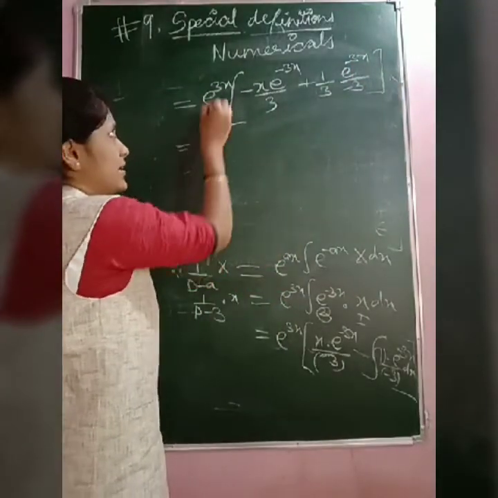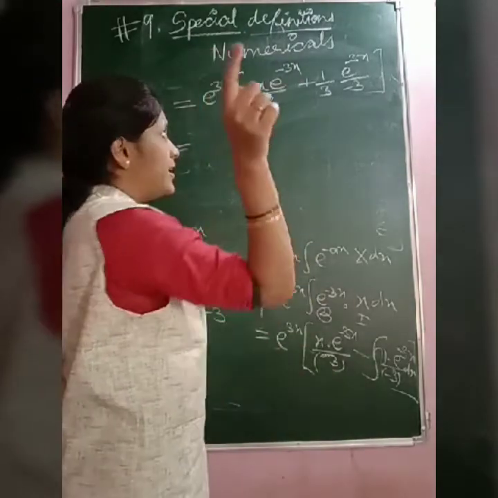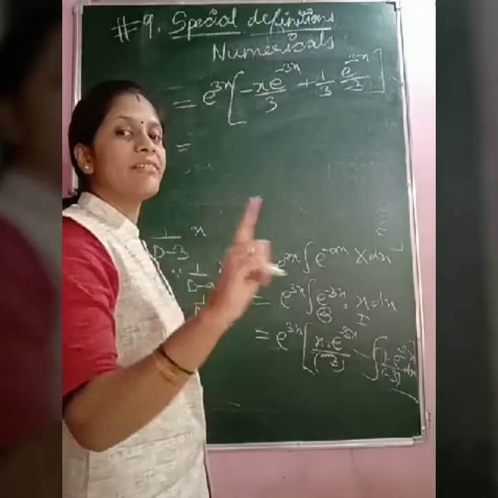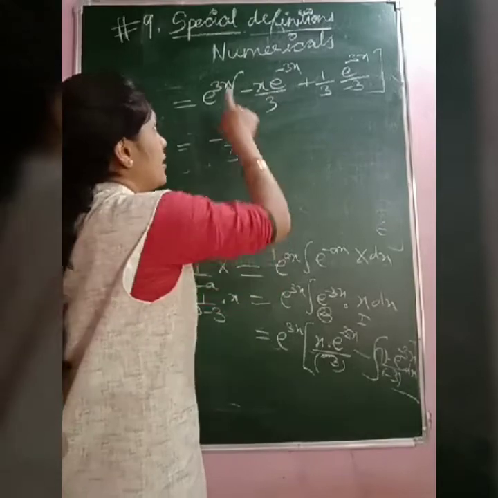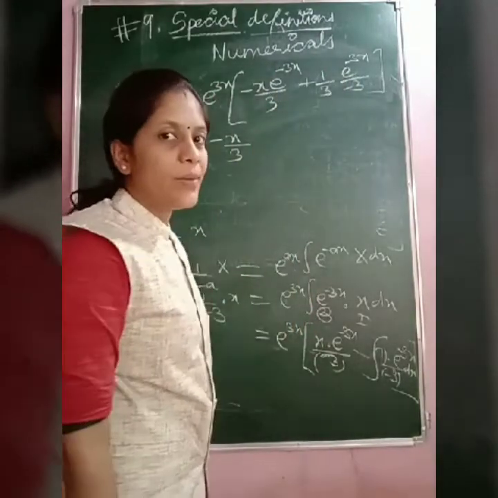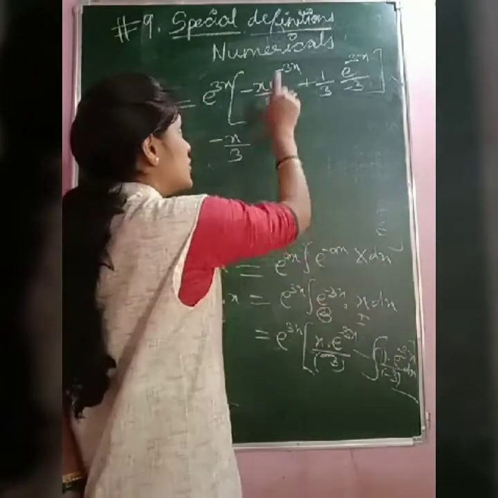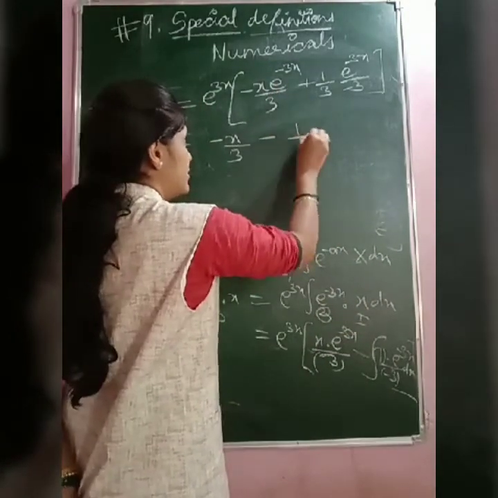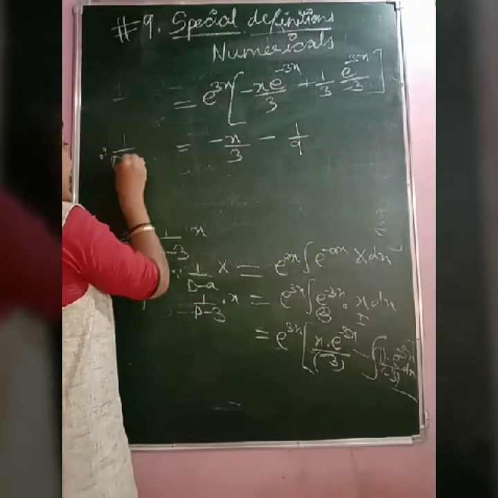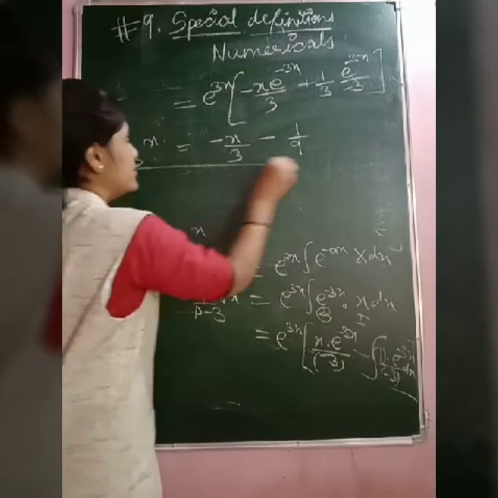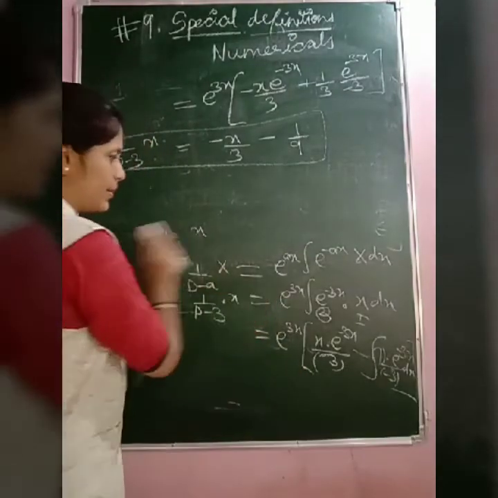So this becomes, let us cross multiply. Bases are same, adding powers. 3x minus 3x is 0x, and anything raised to 0 is 1. So this can be written as minus x by 3. Again bases are same, adding powers. So e raised to 0x, anything raised to 0 is 1. So I can write as minus 1 by 9. Therefore, 1 by D minus 3 of x is nothing but minus x by 3 minus 1 by 9.